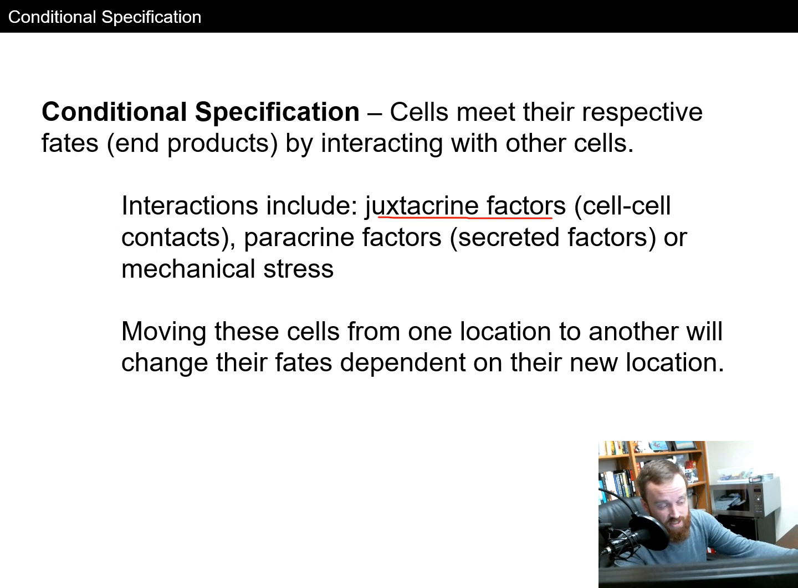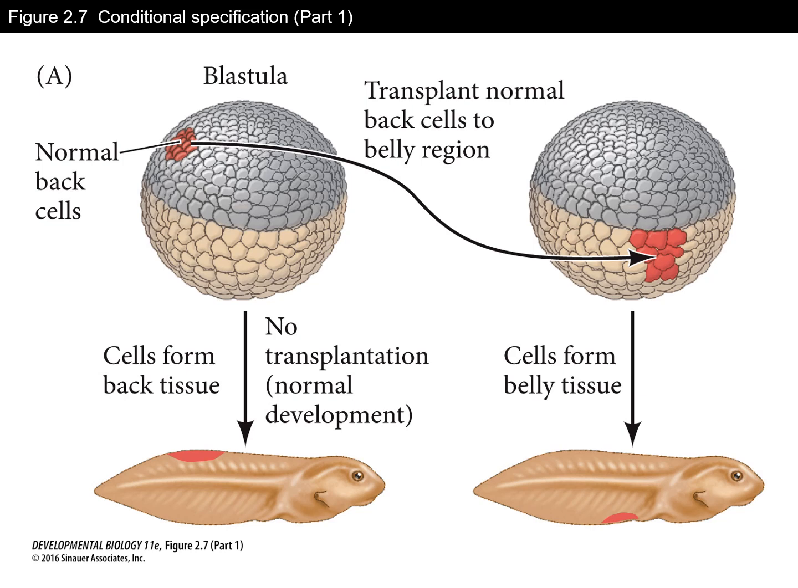Paracrine factors are things that are excreted into the local environment, put out by the cells so the neighbors can sense it. And mechanical stress, so physical forces on the cells, can cause this conditional specification. If you move these cells from one location within the developing embryo to another, their fates change depending on their new location. In cells that undergo conditional specification, we can look at that same transplant-type procedure that we talked about in the last chapter.